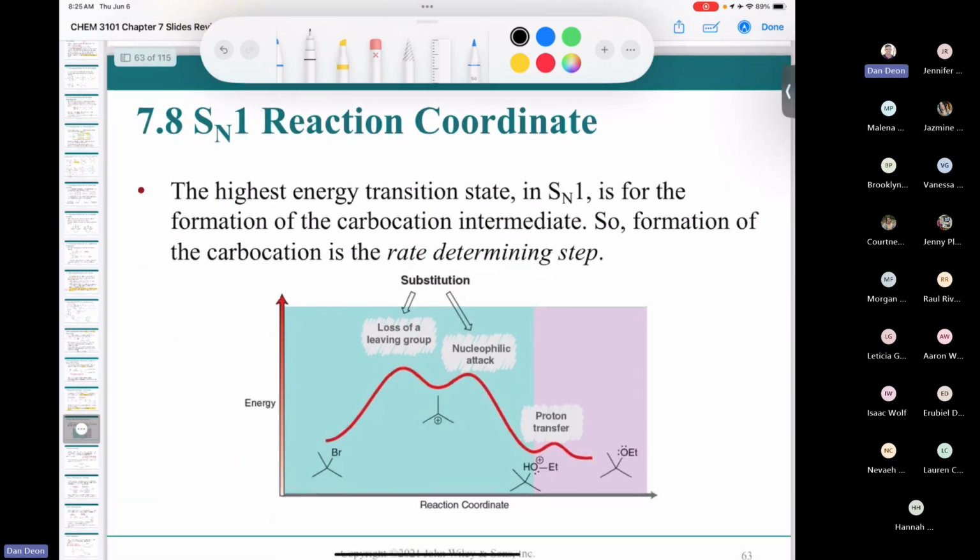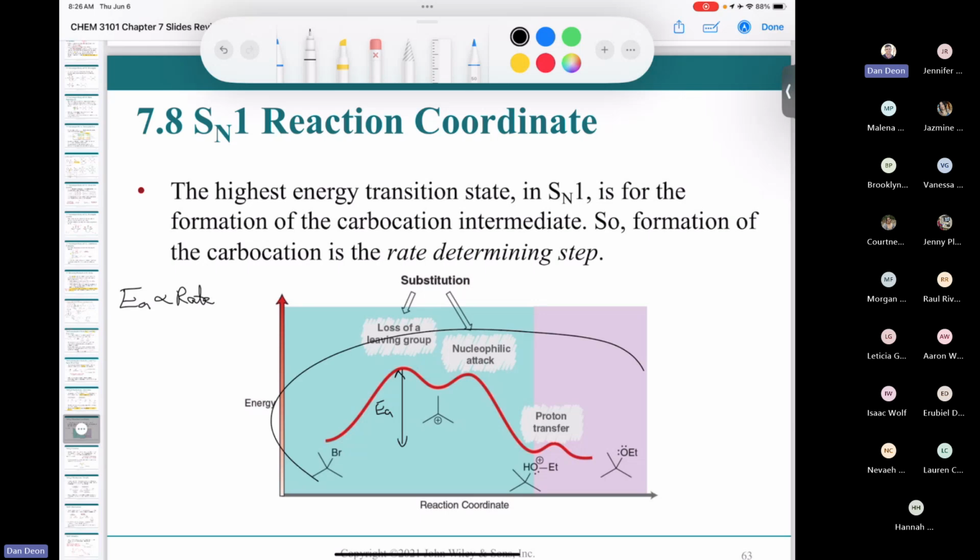Now, if you look at the reaction coordinate diagram here, it says that the highest energy transition state in the SN1 is for the formation of the carbocation. If that has the highest activation energy, that would have to be the rate determining step, right? You remember the activation energy, right? It's not really drawn in the right place, but this activation energy here is related to rate. The higher the activation energy, the slower the rate. The lower the activation energy, the faster the rate. That's why catalyzed reactions are so fast, because they lower the activation energy.